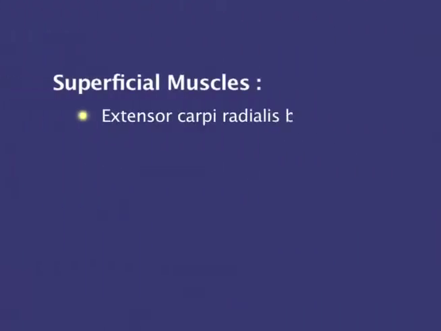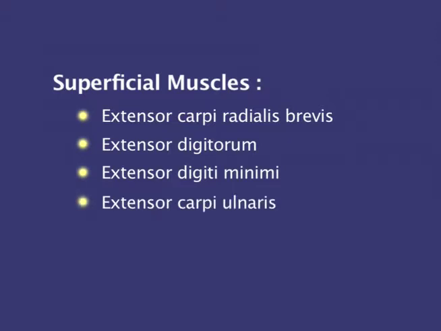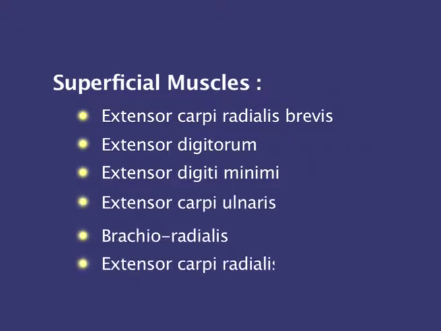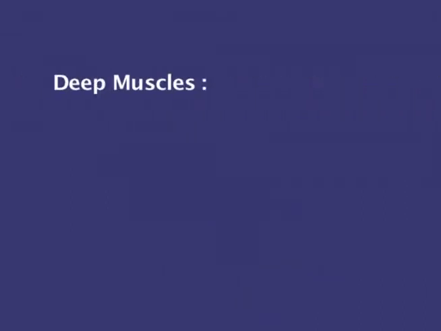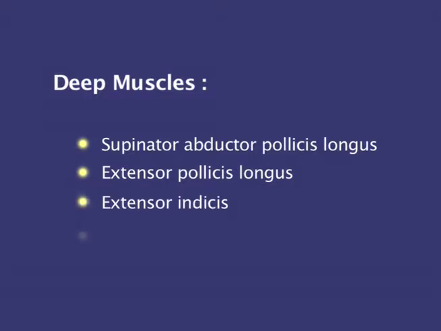Again, the posterior compartment muscles can be divided into two groups, superficial and deep. The superficial muscles include extensor carpi radialis brevis, extensor digitorum, extensor digiti minimi, extensor carpi ulnaris, brachioradialis, and extensor carpi radialis longus. The deep muscles include supinator, abductor pollicis longus, extensor pollicis longus, extensor indicis and extensor pollicis brevis. By the name itself, almost all these muscles work on the thumb.